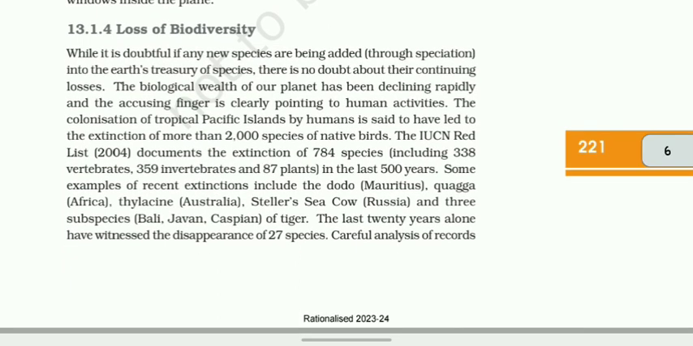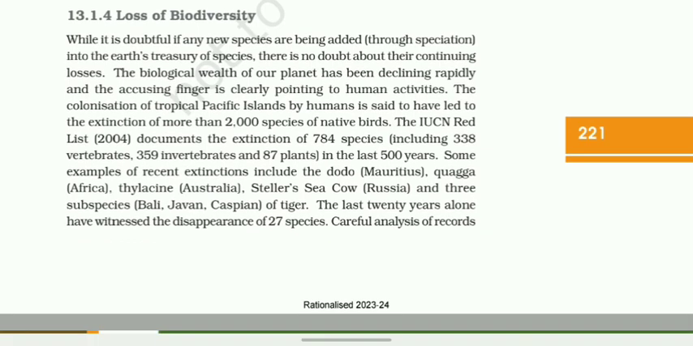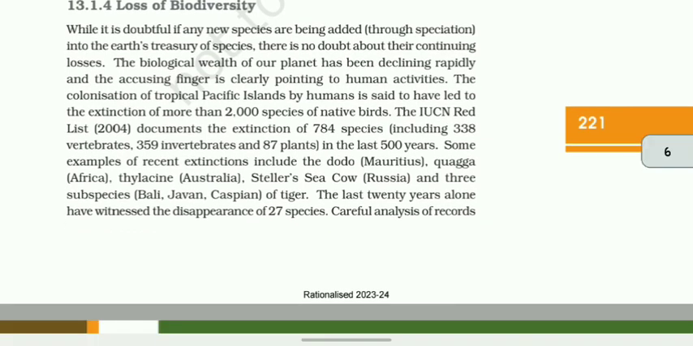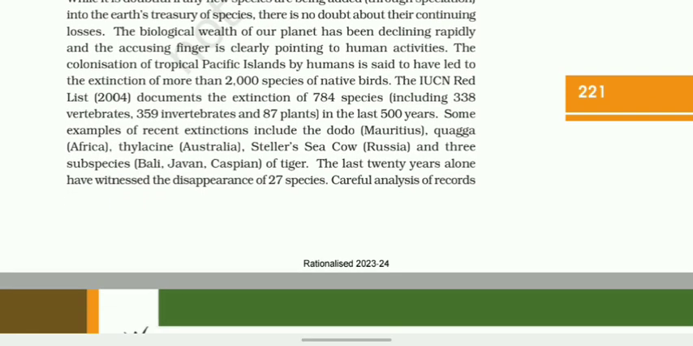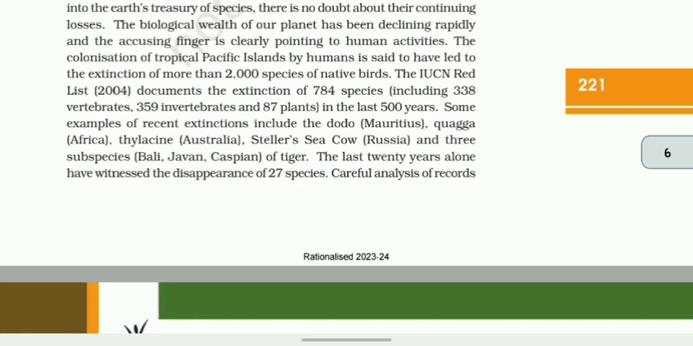13.1.4 Loss of biodiversity. While it is doubtful if any new species are being added, that is through speciation, into the Earth's treasury of species, there is no doubt about their continuing losses. The biological wealth of our planet has been declining rapidly, and the accusing finger is clearly pointing to human activities.